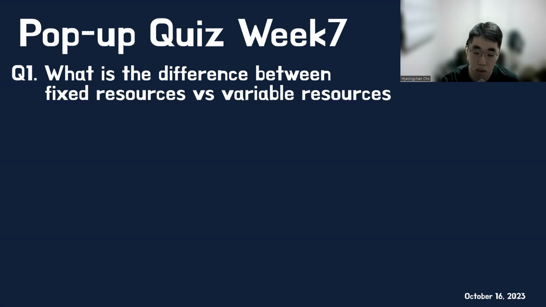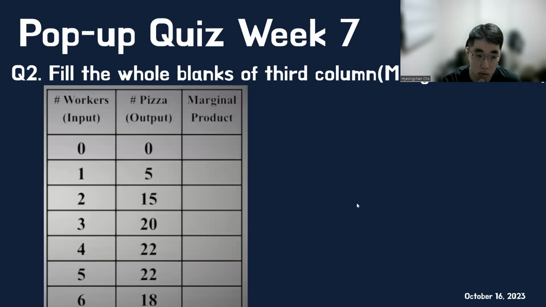Let's look over question number 2. Fill the whole blanks of the third column. As you see, the third column is the marginal product. The marginal product is the additional product for one worker when the worker is added.